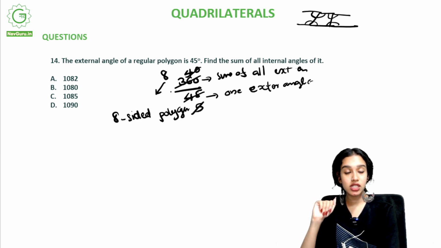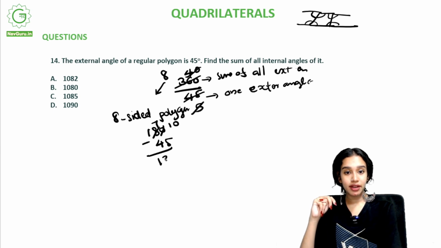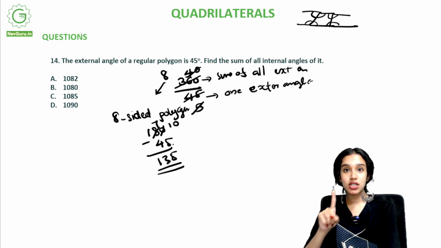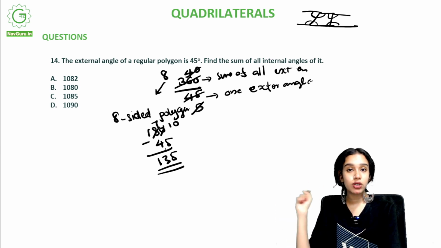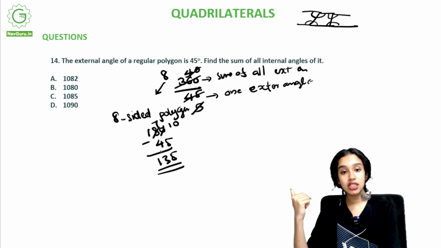So what would be the internal angle of this polygon? That would be 180 minus 45. So this is 10, this is 7. So we have 135, right? So 135 is one internal angle of this 8-sided polygon. So how many internal angles would we have? We'll have 8 internal angles, right?